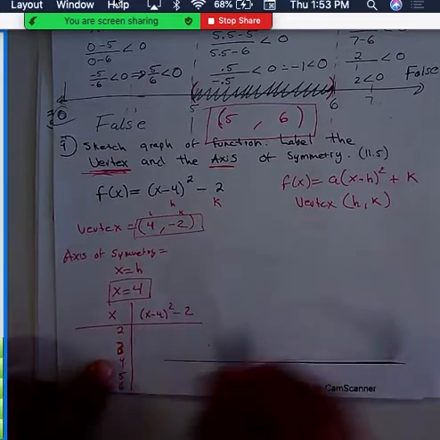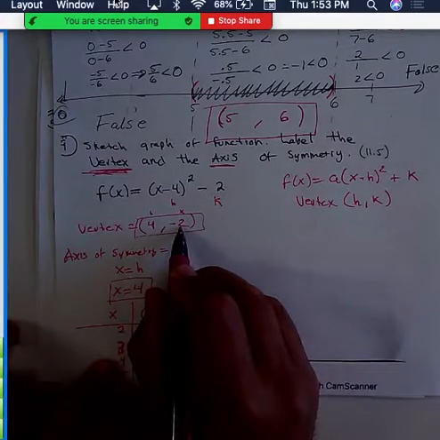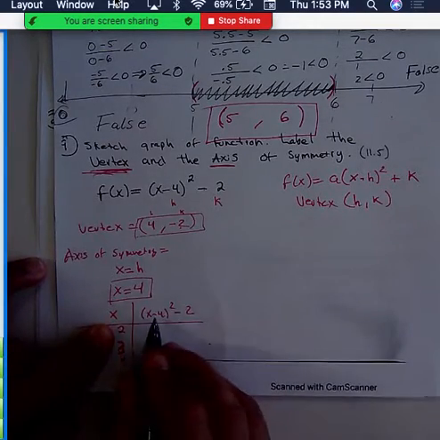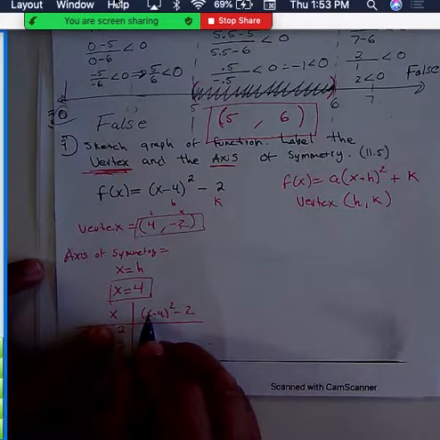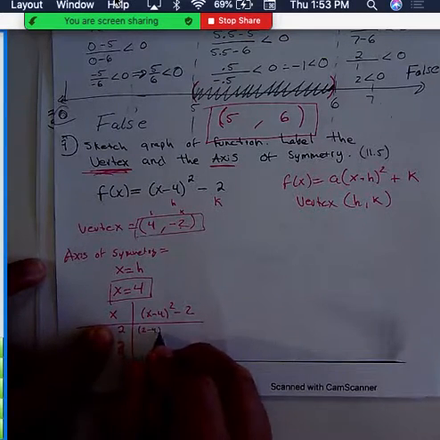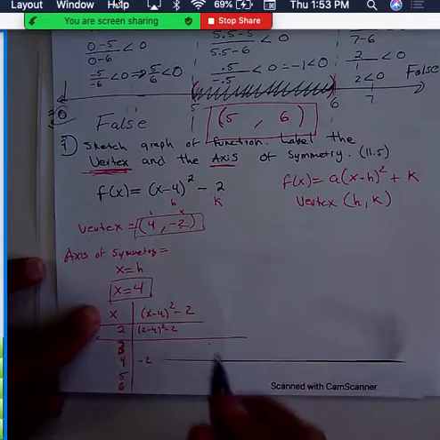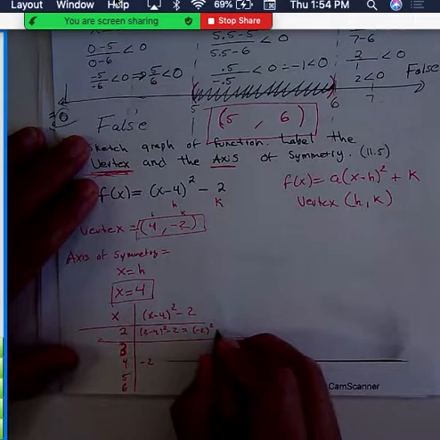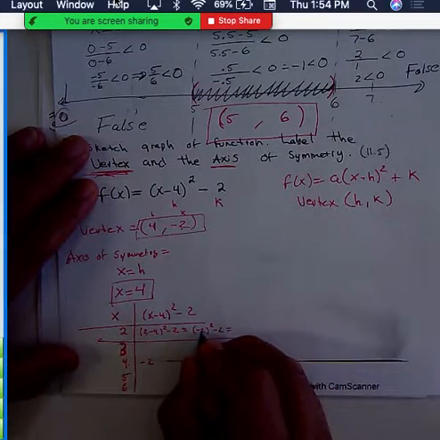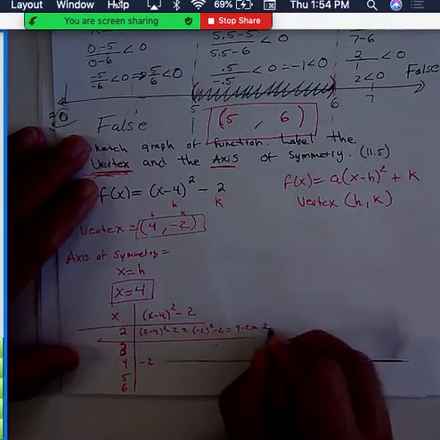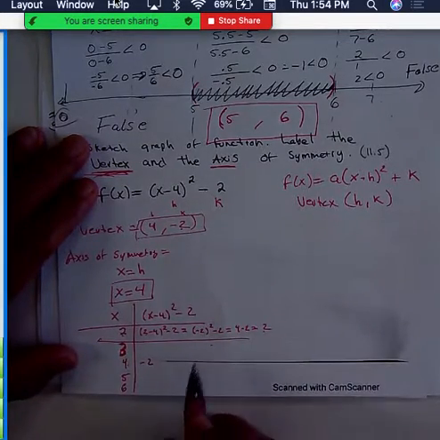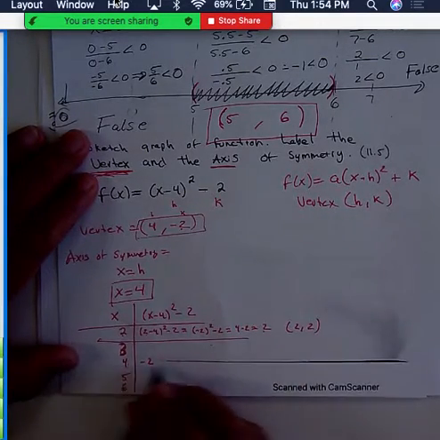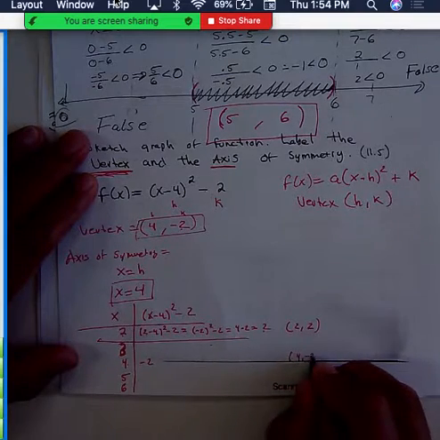Well, we know 4 would be equal to what? Negative 2, because that's the vertex. So let's solve for this one. You're going to put 2 in here for the x. 2 minus 4, squared, minus 2. So 2 minus 4 gives you negative 2, squared, minus 2. Negative 2 squared gives you 4, minus 2 equals 2. So 2, 2, that's what it gave me. And this one is 4, negative 2.